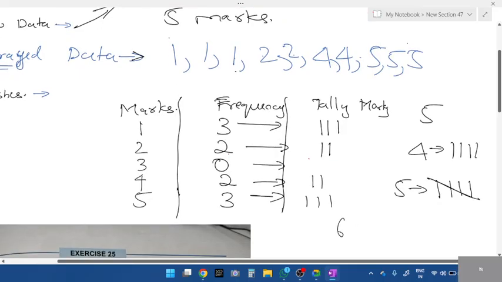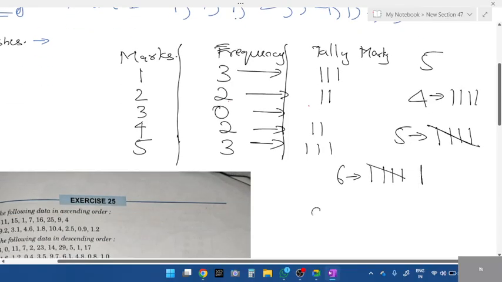When it comes to 6, 1, 2, 3, 4, the fifth line should be a strike. 5 is done. From 6, again you have to start 1. Next, if you write 8, 1, 2, 3, 4, 5, up to 5 it is done. 6, 7, 8. Is this clear?